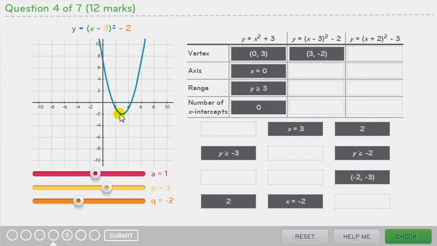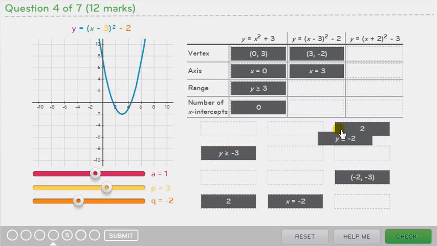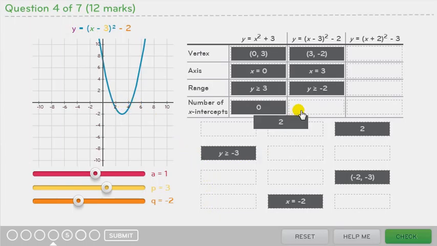Its axis of symmetry occurs at x equals positive 3. Its range is that y must be greater than or equal to that lowest possible point, so y must be greater than or equal to negative 2. And we can see that it crosses the x-axis twice. Therefore, there are 2 x-intercepts.